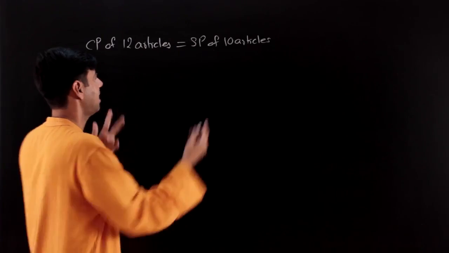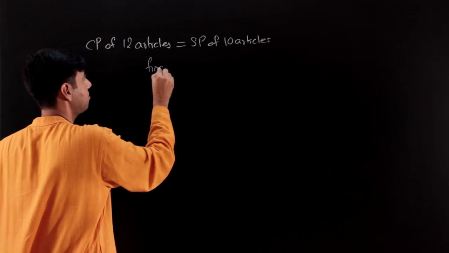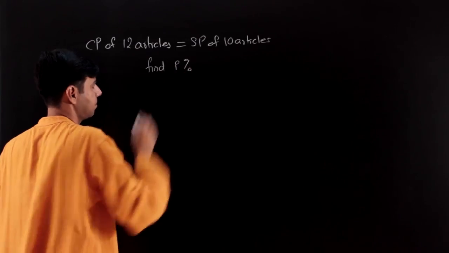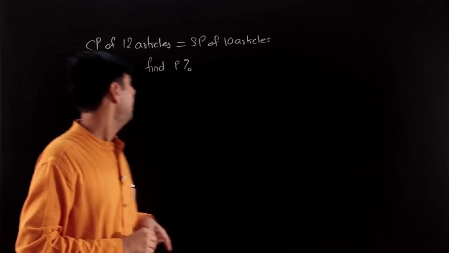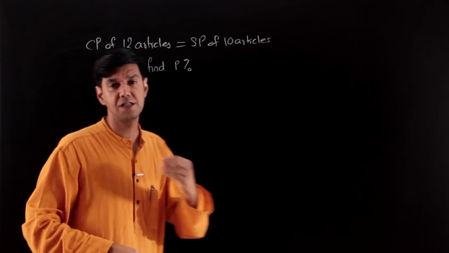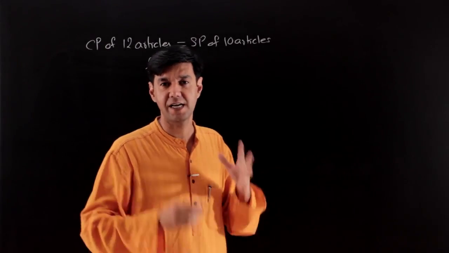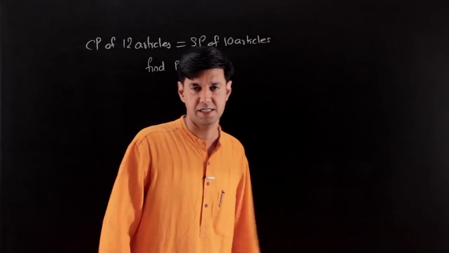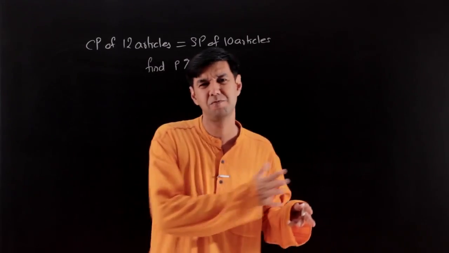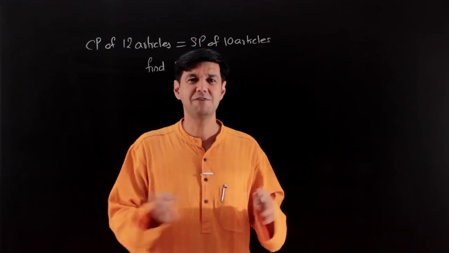So something about cost and selling price is given. So obviously the question is going to be find profit percentage, right? Again, please understand 12 and 10 are not the rupees, not the cost price of one article. They are talking about the number of articles in that sense, right? And that has been the theme throughout, right? Two of them have to be given, third has to be asked.